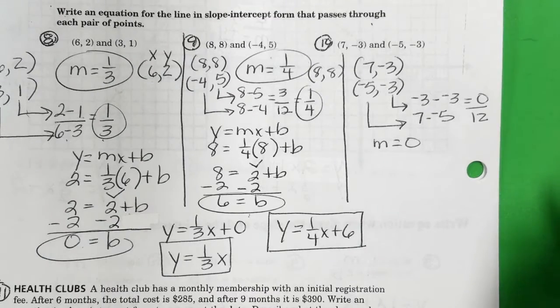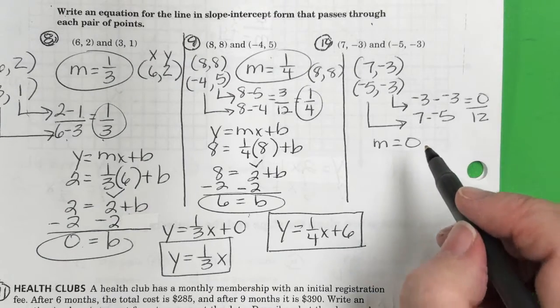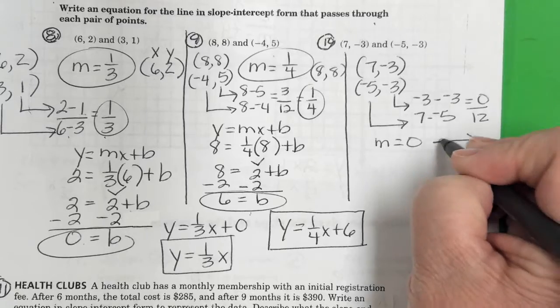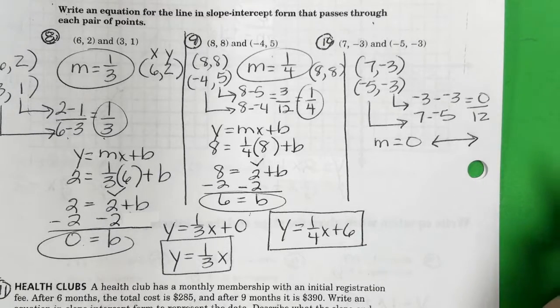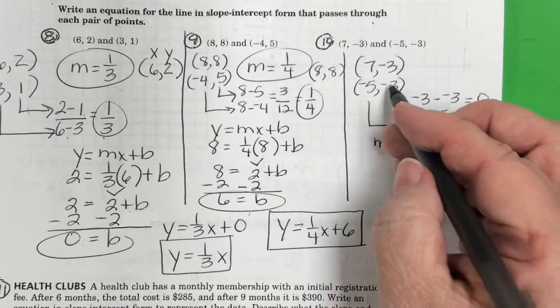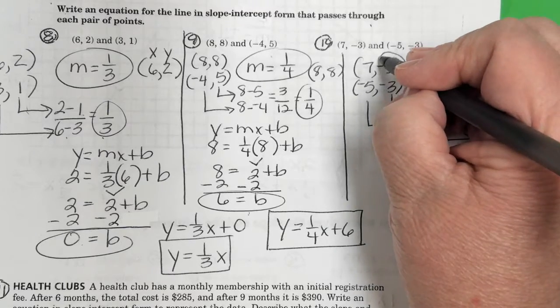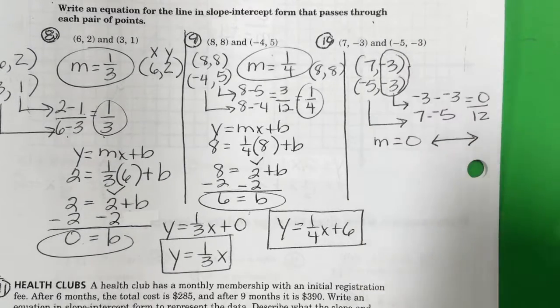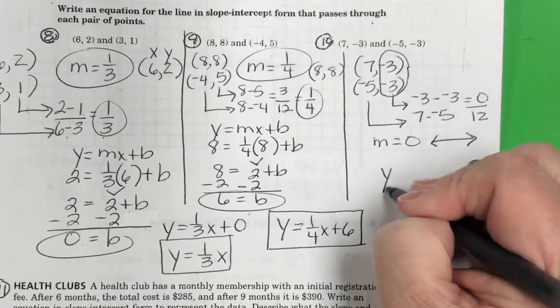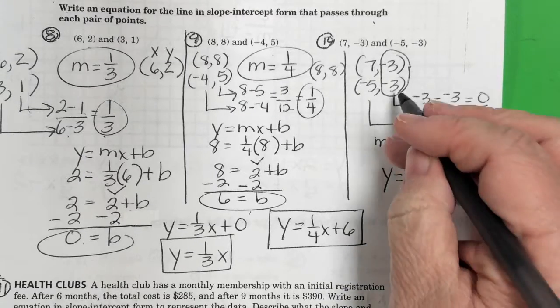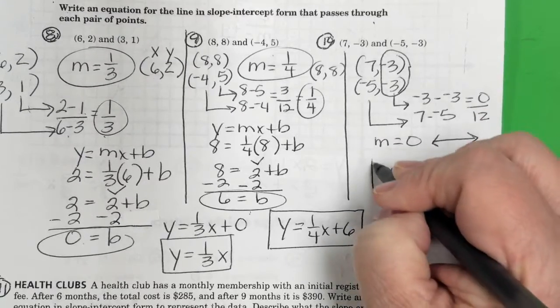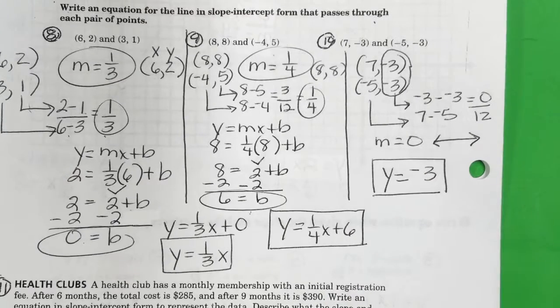Well, we just had some problems on the other side where our slope is 0. That means our line is going to be horizontal. If we go back and look at our x values and our y values, since the y's match, our equation is going to be y equals -3. And we're done with that.